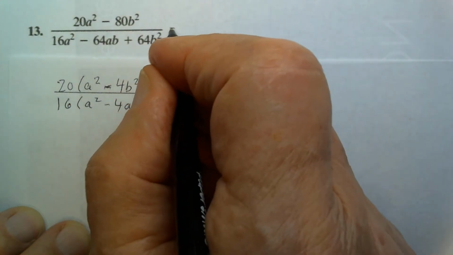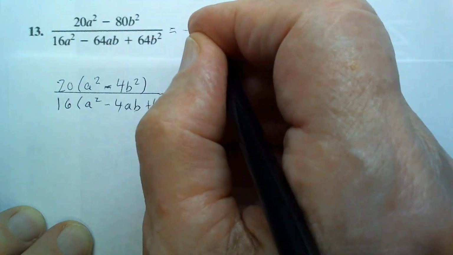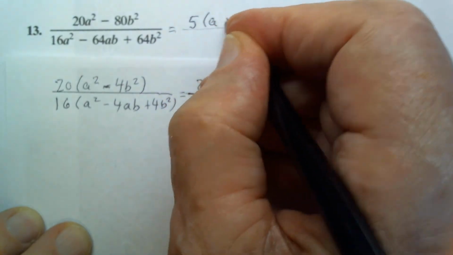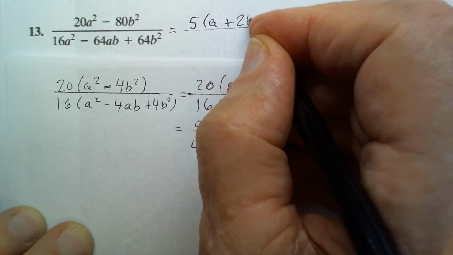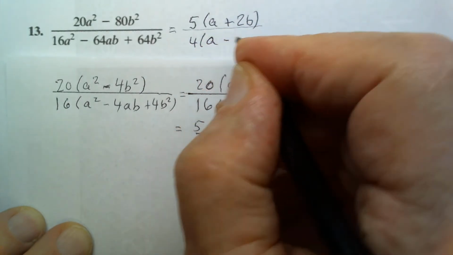So let's write it down here. 5 times a plus 2b divided by 4 times a minus 2b.